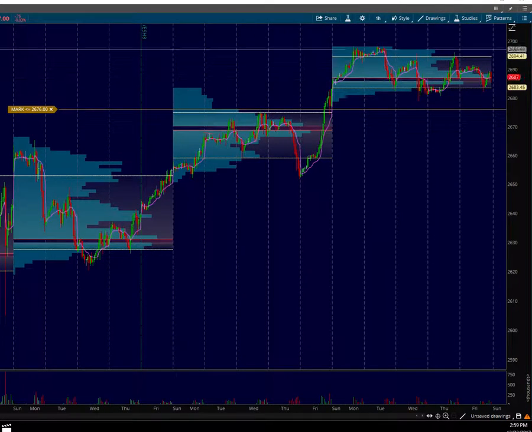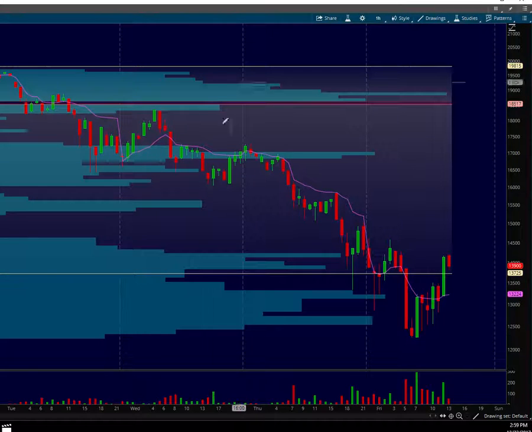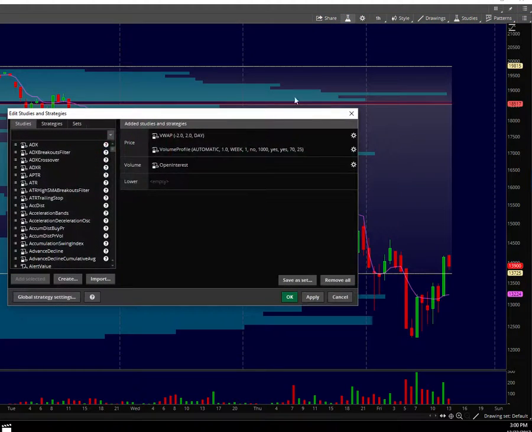So I'll bring it up on this chart. This is the Bitcoin futures contract. It's only been trading for 6 days. It's still the same 1 hour chart. Let me get the volume profile off.